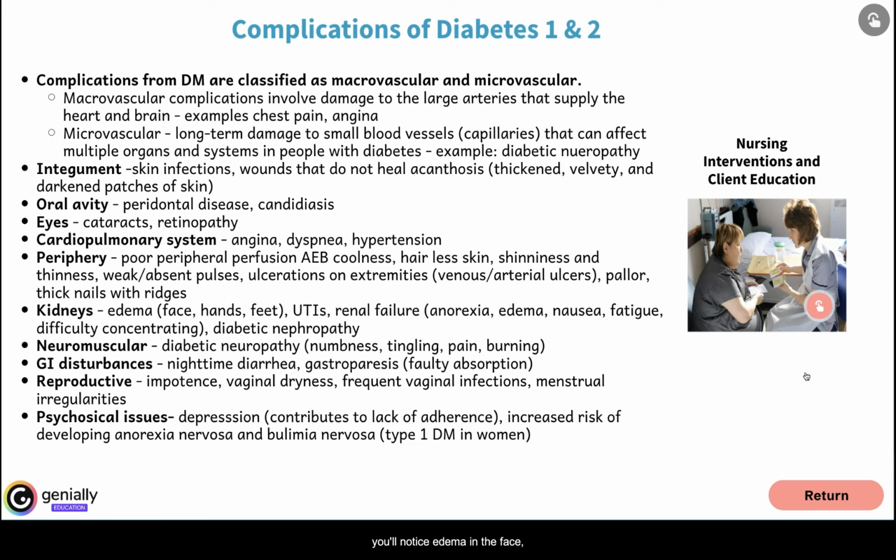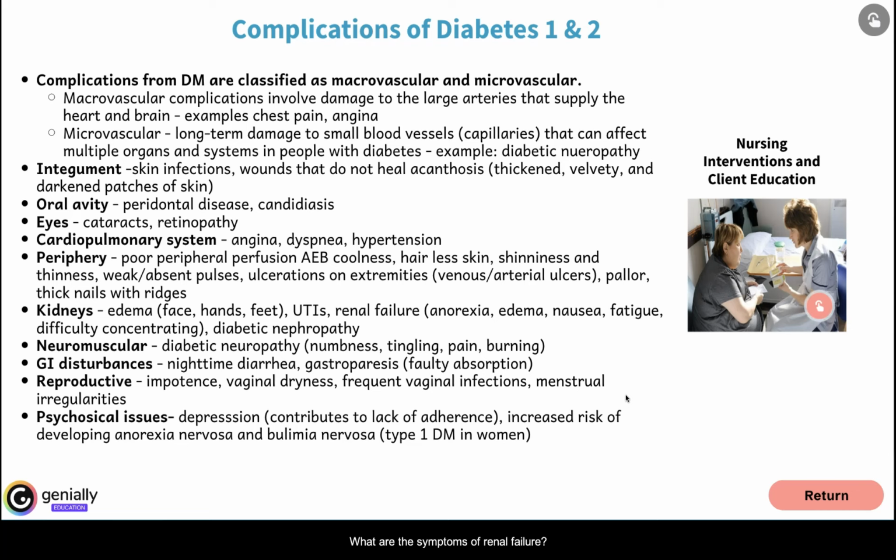With kidneys, you'll notice edema in the face, hands, and the feet. Especially with kidney damage, you'll notice it in the feet, right? UTIs, recurrent UTIs are common in people with diabetes. Renal failure can also happen as a complication in diabetes.